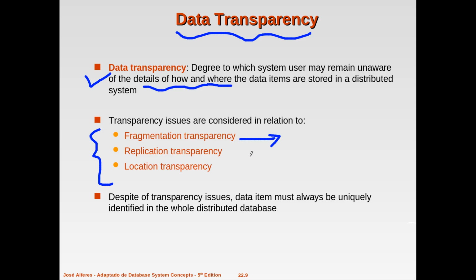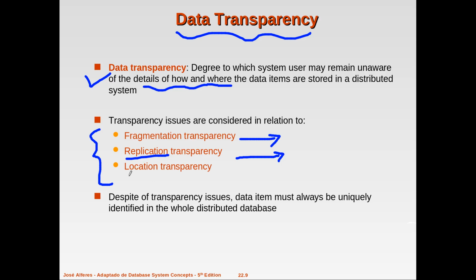Similarly, replication transparency means the user is unaware of having replications. If I want to get some account details, I don't know whether these bank details are replicated on different sites. If I request that data, I will get it without knowing the details of these replications present in various sites.